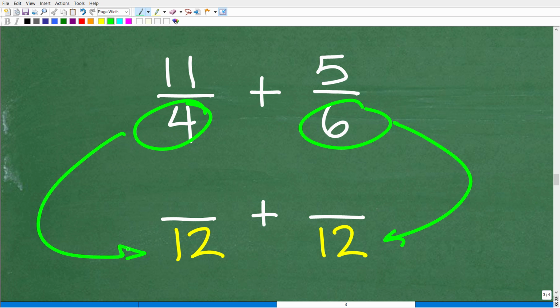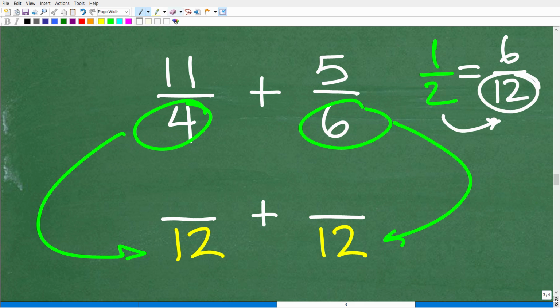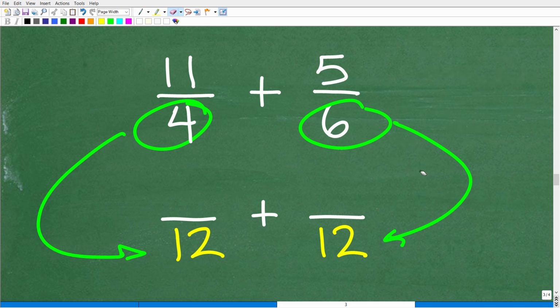We need to rewrite these fractions as equivalent fractions where the denominator is 12. So if I give you the fraction 1/2 and I say, hey, write me another fraction that's equivalent to 1/2 with a denominator of 12, no problem. Well, that would be 6 over 12, right? So I'm not changing the value of this fraction. I'm just writing it in a different way to get the denominator that I want. And that's what we need to do here: write new equivalent fractions such that 12 is the denominator.